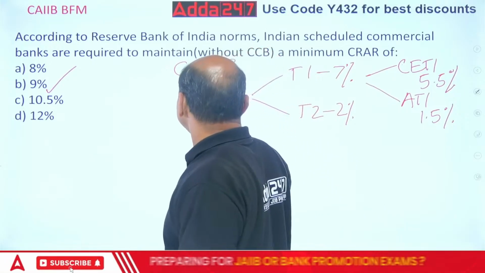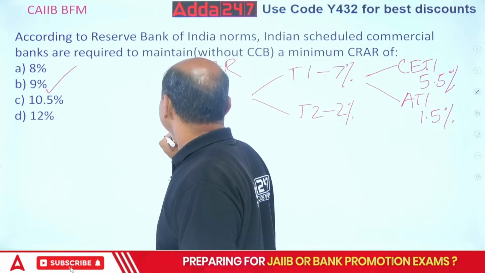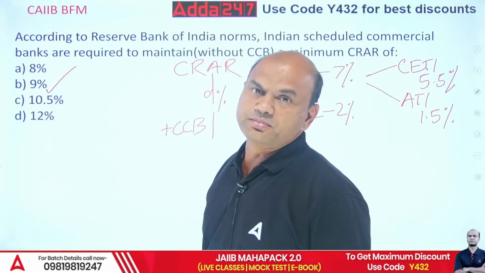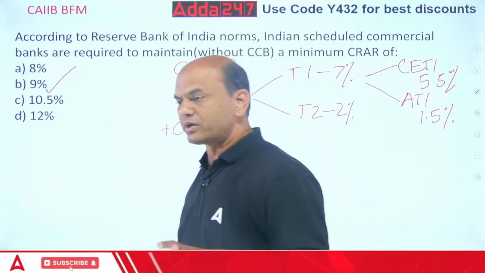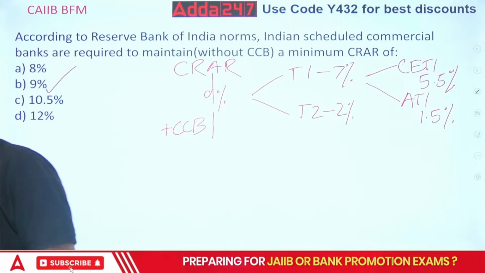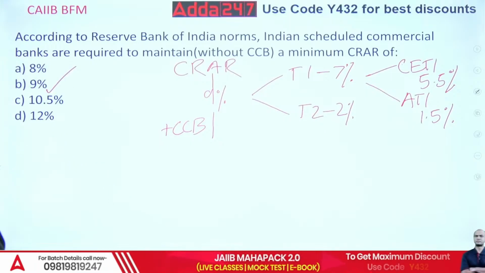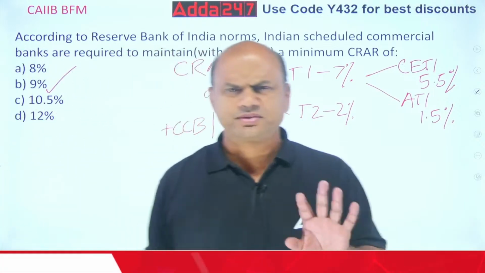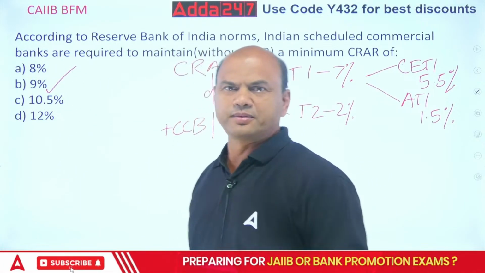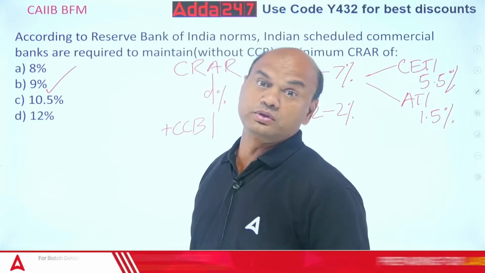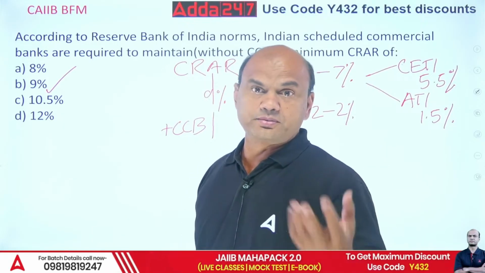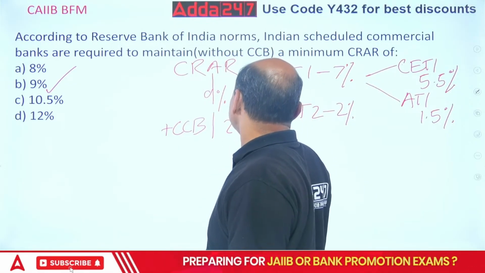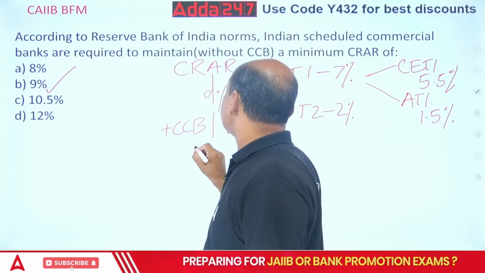So if I add CCB to this, plus CCB, capital conservation buffer. What is this buffer? This buffer is given by RBI for every bank to keep. Why should every bank keep this buffer? The bank has to keep the buffer because in good times you collect for the bad times. Simple logic. In good times you collect additional 2.5% so that at the bad time you can absorb that shock. Okay, so it is 2.5%. So this is equal to 11.5.